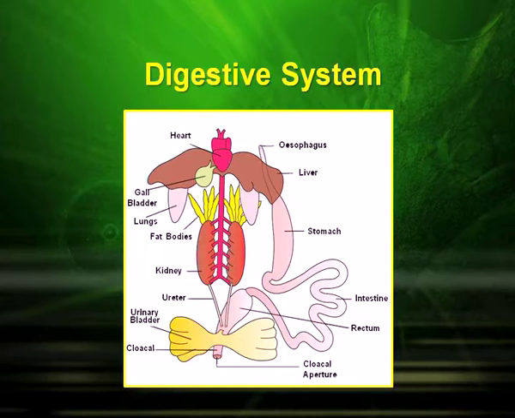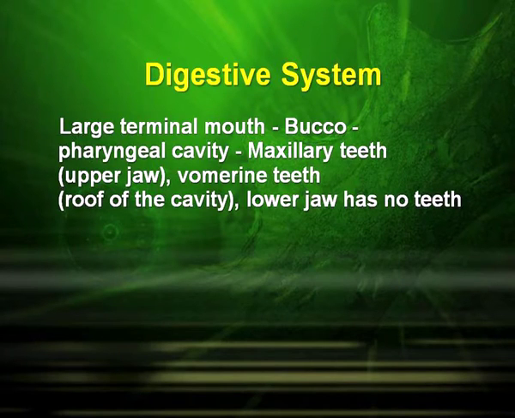Regarding the anatomy, the digestive system of the frog: they have a large terminal mouth which leads to the buccopharyngeal cavity, which has the maxillary teeth in the upper jaw and the vomerine teeth at the roof of the cavity, whereas the lower jaw has no teeth.